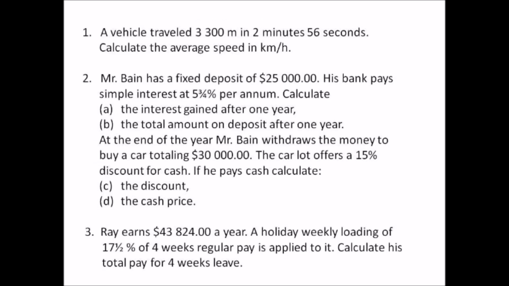Here we go. 1. A vehicle traveled 3,300 meters in 2 minutes, 56 seconds. Calculate the average speed in kilometers per hour. Work it.